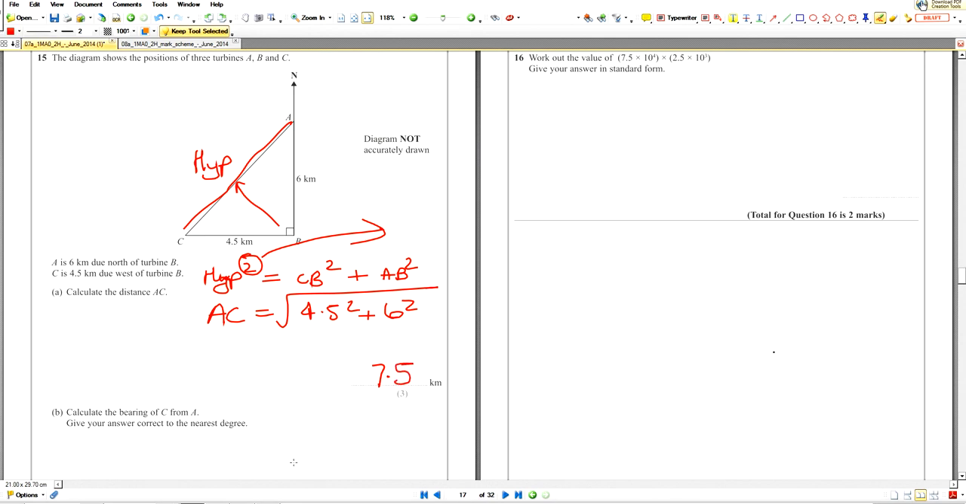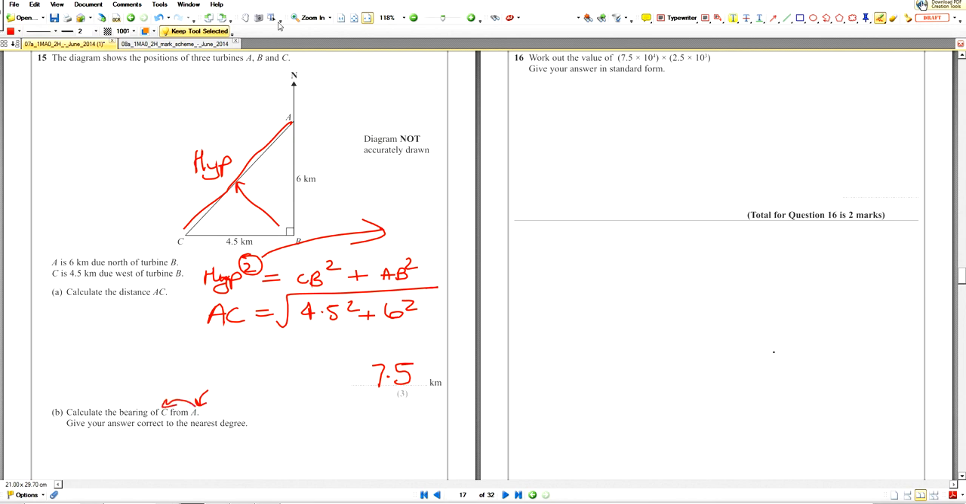The next question says calculate the bearing of C from A. Now this is where students make a mistake. Calculate the bearing of C from A. Let me give you an example. If I say to you, get me the chocolates from the cupboard, where do you start doing that task? Start at the cupboard. So C from A means start at A. So we start at the A and we go towards the C.